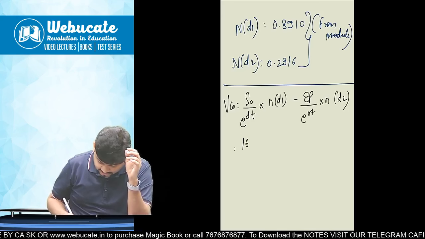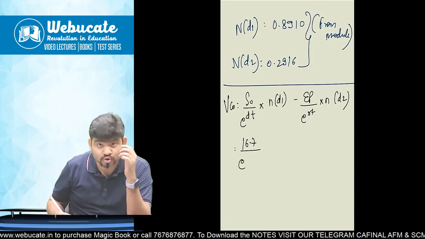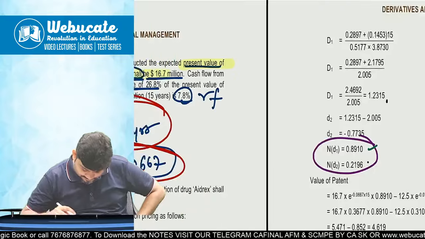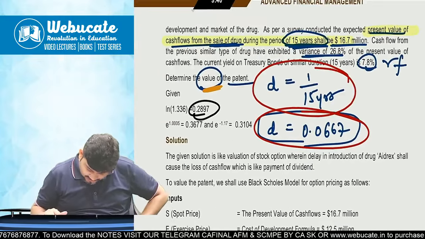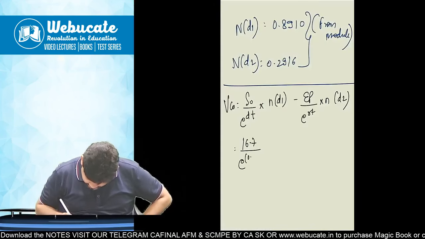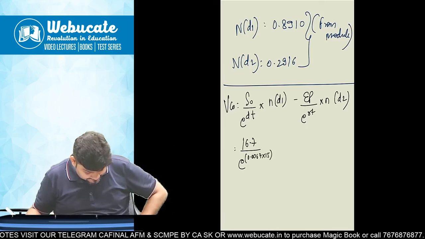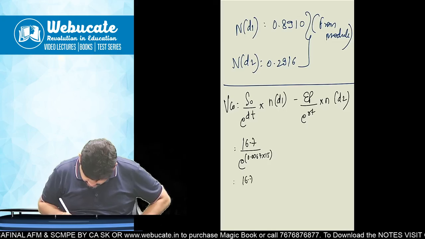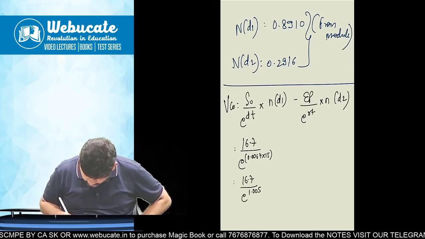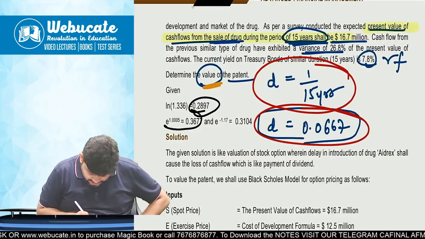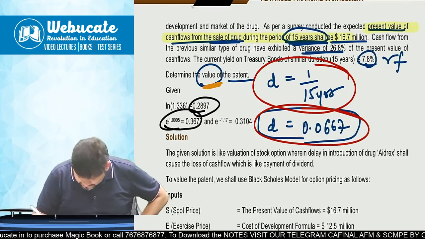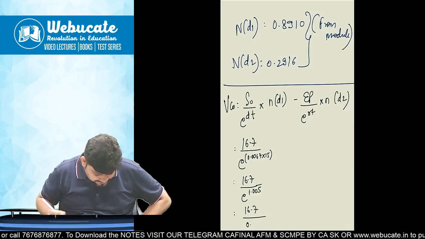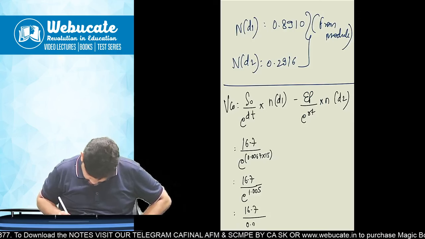Tell me, S0 is $16.7 million upon e raised to DT. e raised to DT. What is d? 0.0067 into 15? So 0.0067 into 15 is 1.005. 16.7 upon e raised to 1.005. This is given. e raised to 1.005 is given, 0.3677. So 16.7 upon 0.3677. Correct?